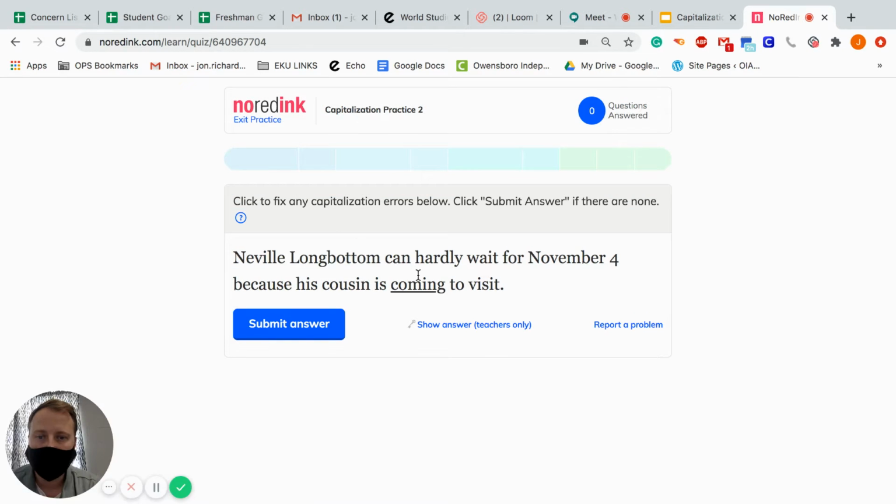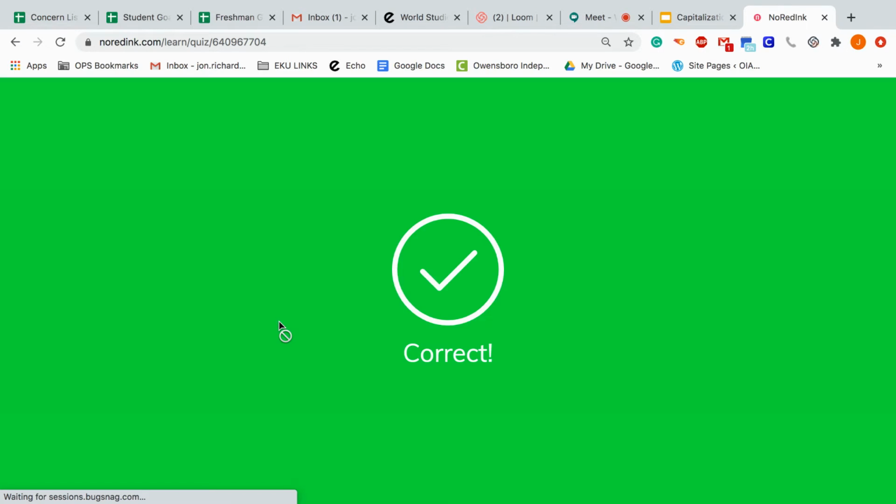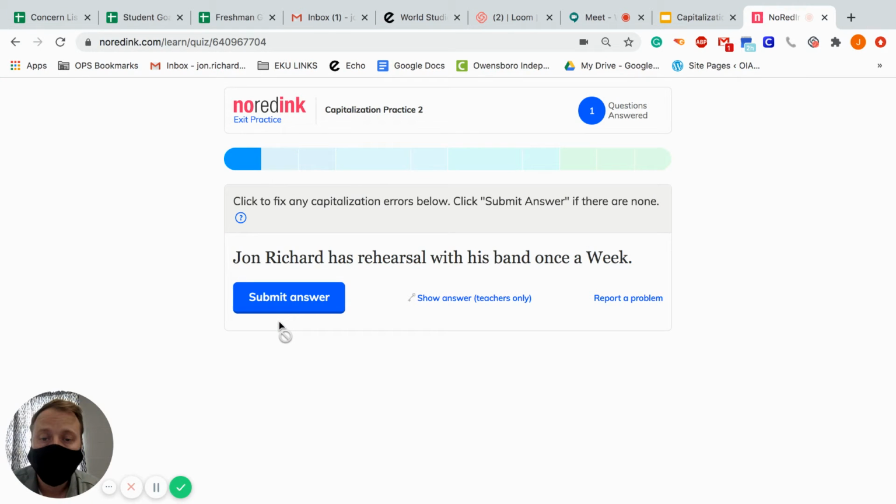Okay, Neville Longbottom can hardly wait for November 4th. So November is capitalized. So we're good. Now here's something I'll say on the quiz: when you get a quiz question, it could be from any of these sections. So you need to read through it and make sure you're looking for all the errors, okay? So John Richard has rehearsal with his band once a week. We don't capitalize week because it's a common noun.